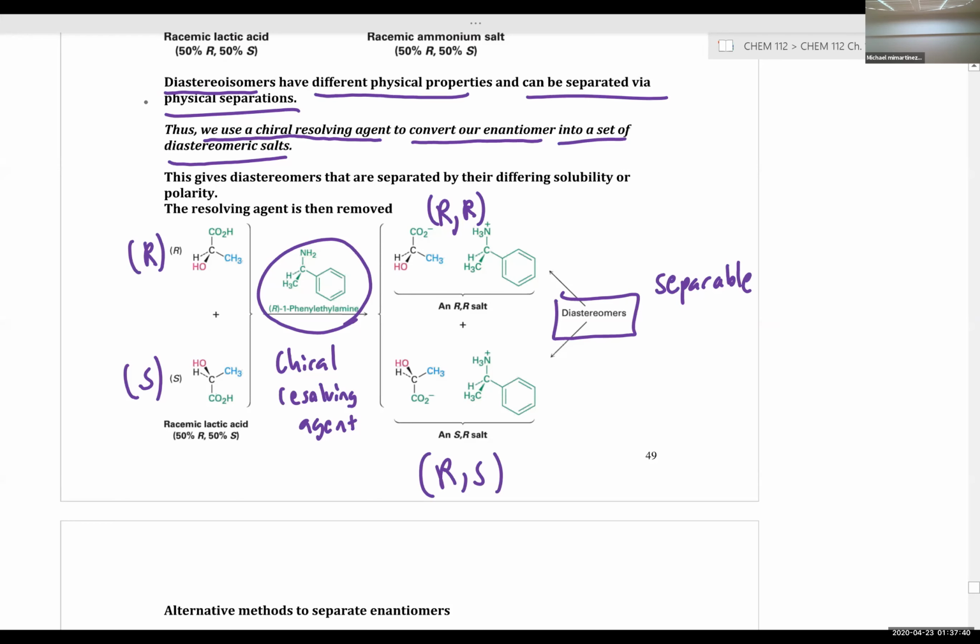For example, one of these salts may crystallize out, while the other remains in solution. So you can selectively crystallize out one of the enantiomers, or you can separate them via solubility, polarity, or chromatography. The world really is your oyster once you have a mixture of diastereomers.